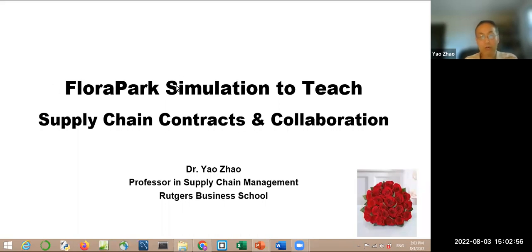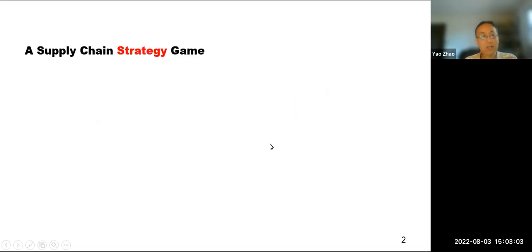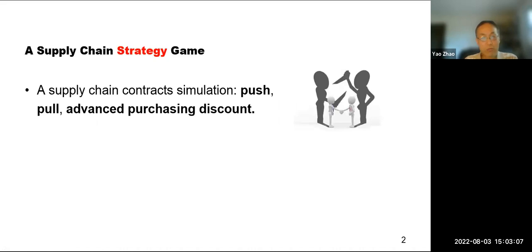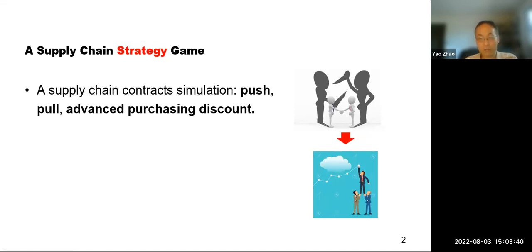So about 5-6 years ago, we invented this game, which is called the FloraPark simulation, a supply chain strategy game. It simulates various contracts, such as the push, pull, and advanced purchasing discount contracts. I will get into this in a little more detail later. So students can experiment with different contracts, negotiate these contracts and see what comes out. And in this way, they can learn how to go from backstabbing, which is common in supply chains, to win-win, which is coordination, by themselves. Of course, I provide a hint and lead them in the right direction.